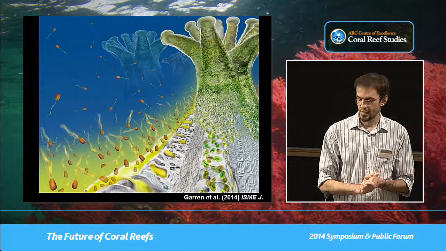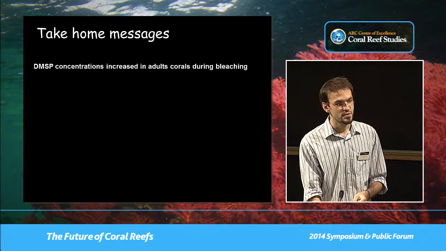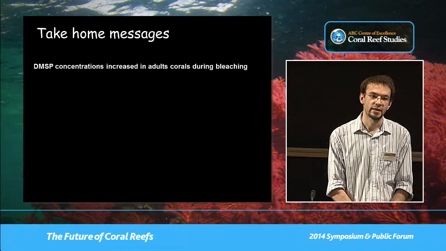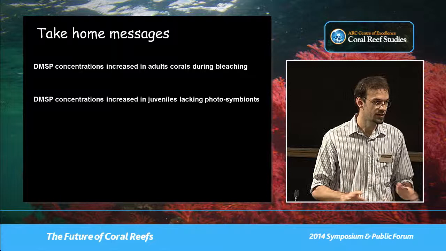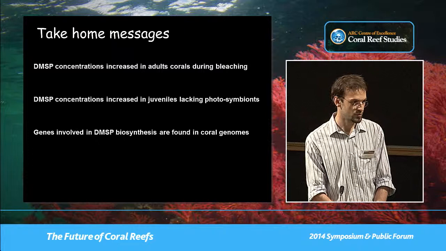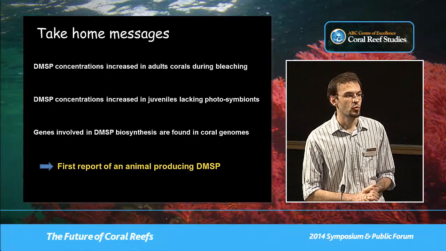So, a few take-home messages from this talk. We show that DMSP concentrations increased during thermal stress in adult corals. We show that the same process happened in coral juveniles lacking any kind of photosynthetic organisms. We found two potential genes involved in DMSP biosynthesis in the coral genome. And together, that constitutes the first report of this molecule by any animal.